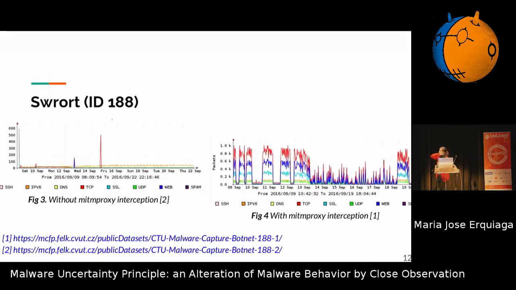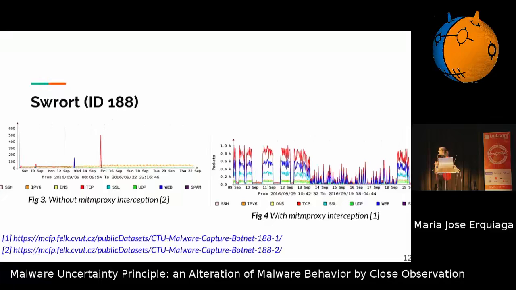The name of the malware is Sword, and the ID is 188 for us. As you can see in the first one, in figure 3, there is not a lot of traffic. You can see a peak in blue. Each color means a different kind of traffic. Blue will be SSL, and there is a peak because the malware reached the remote server. It established a command and control, received the orders, and the malware kept the execution. There are some peaks because it tried to connect to different servers, but nothing more was happening.